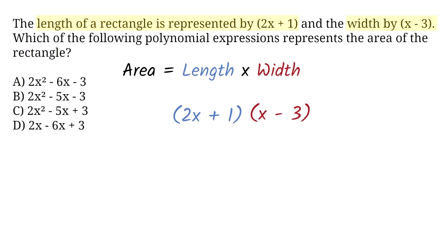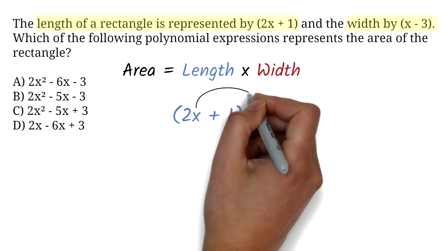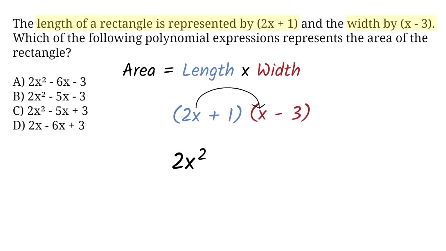Next, to find the area, we have to multiply these two polynomials. We will multiply each term in the second polynomial by the terms in the first polynomial. Multiply the 2x by x to get 2x squared.